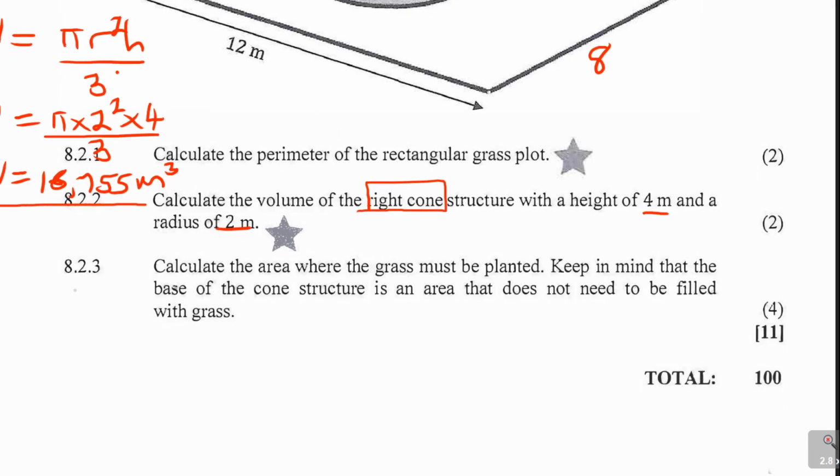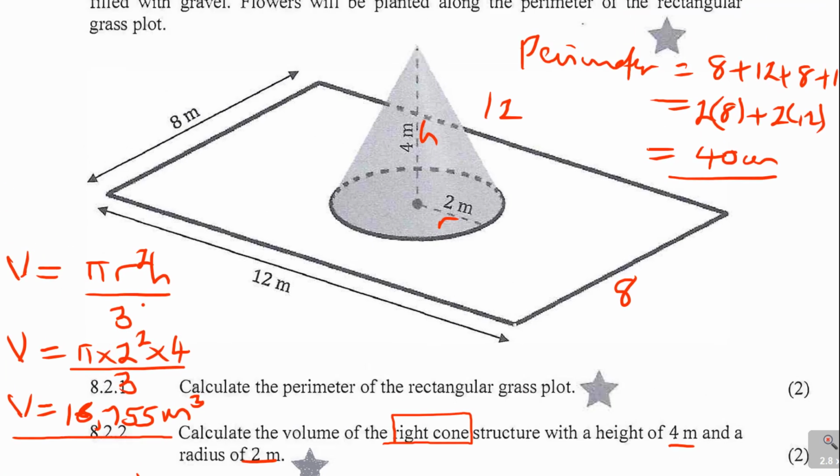Now 8.2.3, the last one, says calculate the area where the grass must be planted. Keep in mind that the base of the cone structure is the area that does not need to be filled with grass. So if you're going to plant something, there is no way you can plant inside there. You can't plant inside here, like that circle. Why? Because you have built something there already.